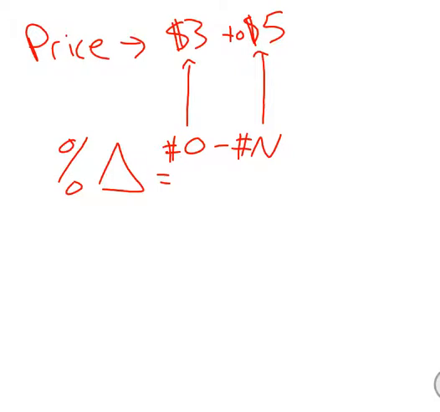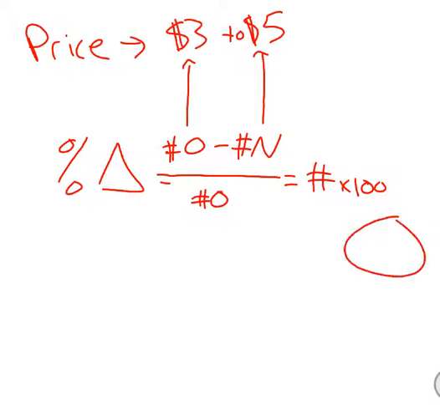But now that you know that, take the original number minus the new number, put it over the original number. That's going to give you a number. Then you're going to multiply it by 100, and that's going to give you your percent change. Whatever that equals is going to be your percent change. And then you're going to get a percent change in quantity demanded, and a percent change in price.